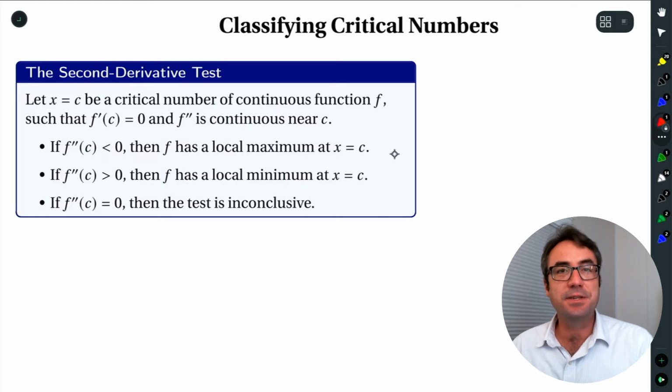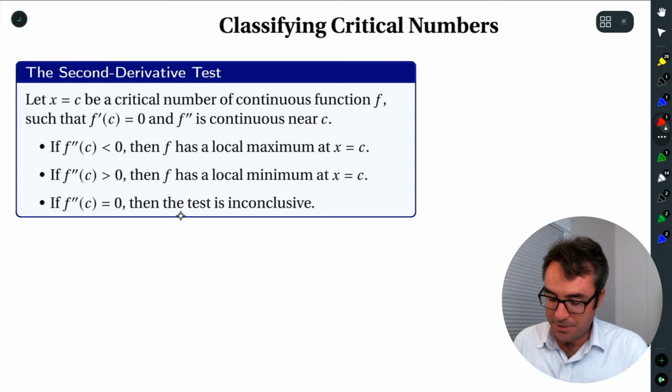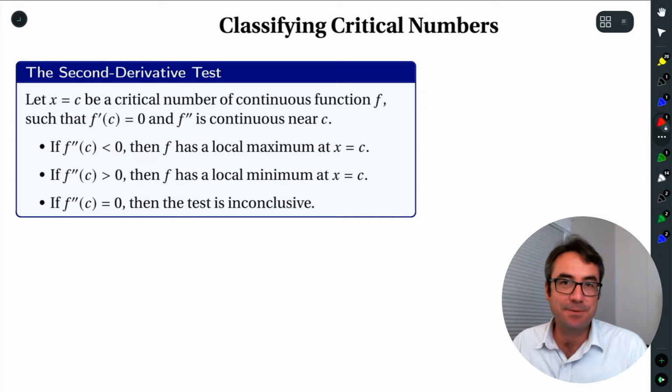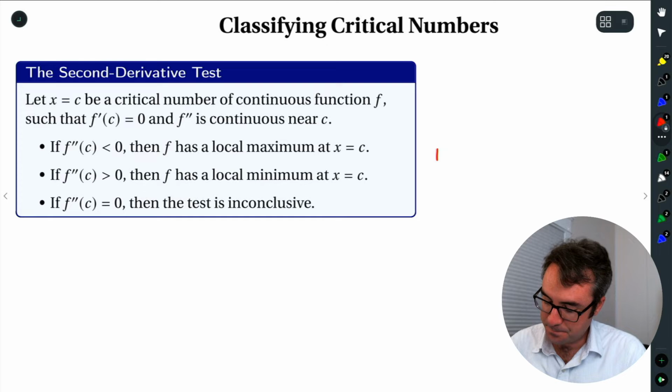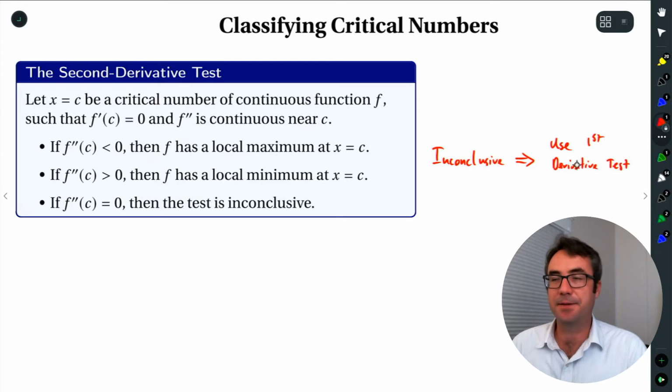So that's one of the little things about this test. We can't always use it like we can the first derivative test. There's a few extra conditions here, and sometimes it's inconclusive. So if you calculate the second derivative and you get 0 at your critical number, then you have to use the first derivative test. So let's just make a note of that. If you get inconclusive, use the first derivative test instead.